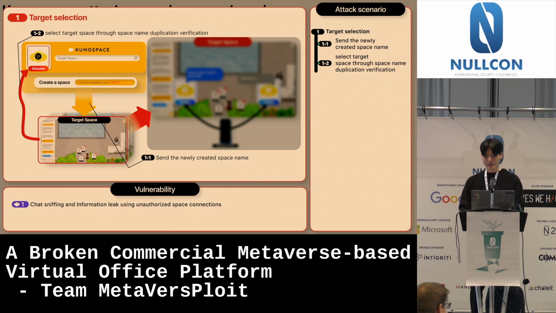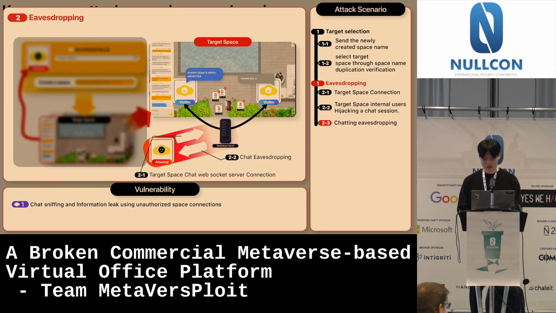Send the newly created space name and select the target space through space name duplicate verification. Connect to the target space and hijack the chat session between users in the space to eavesdrop on the chat.